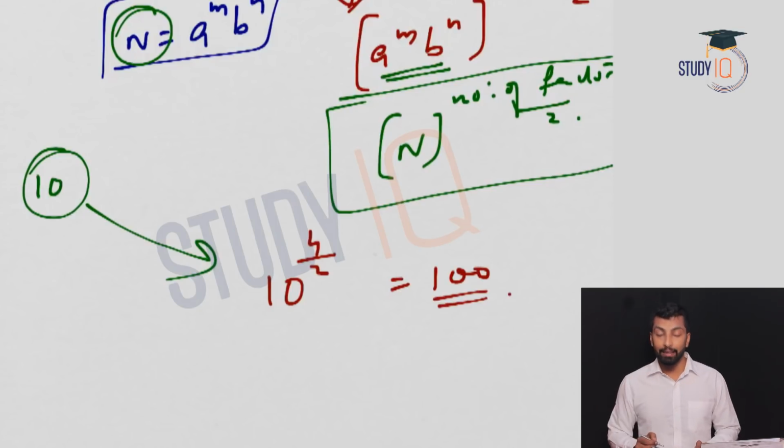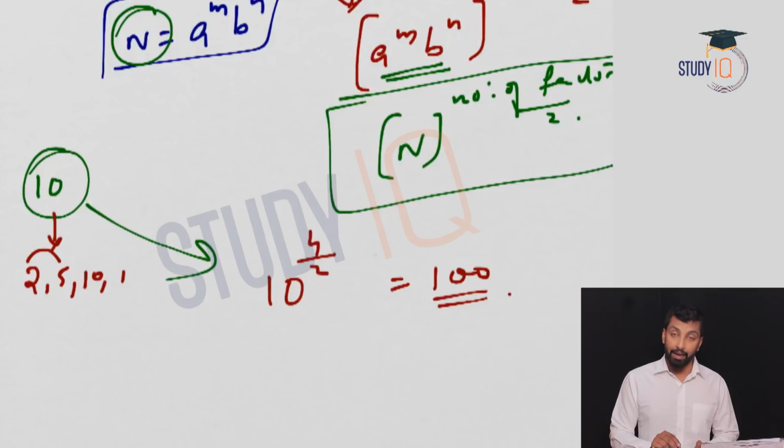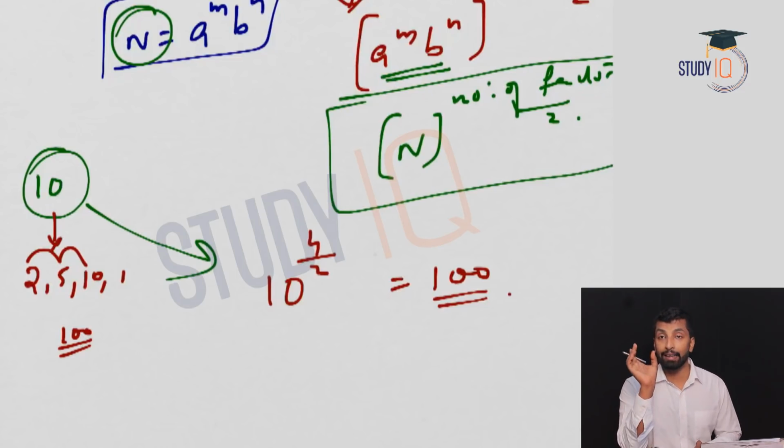Now why are you getting it? Let's see the factors of 10. 2, 5, 10, 1. Multiply everything. 2 into 5, 10. 10 into 10, 100. 100 into 1, 100 itself. So you are getting 100. I hope this is clear for all of you. So if you need to find the product of factors of a number, it is the given number raised to the number of factors divided by 2, using the formula (m plus 1) into (n plus 1) divided by 2. Clear, right?